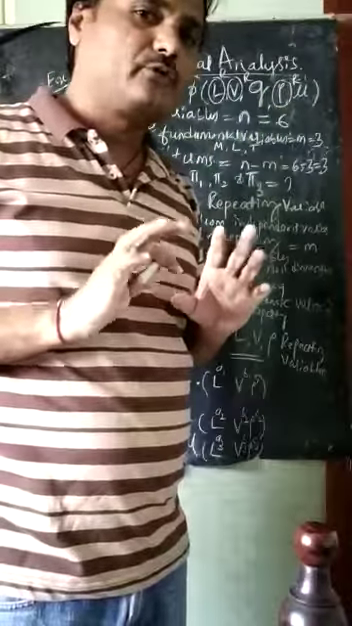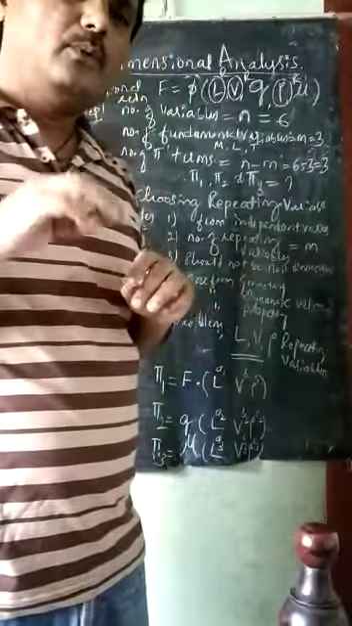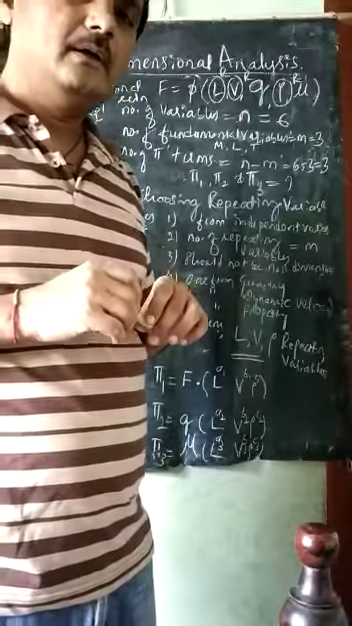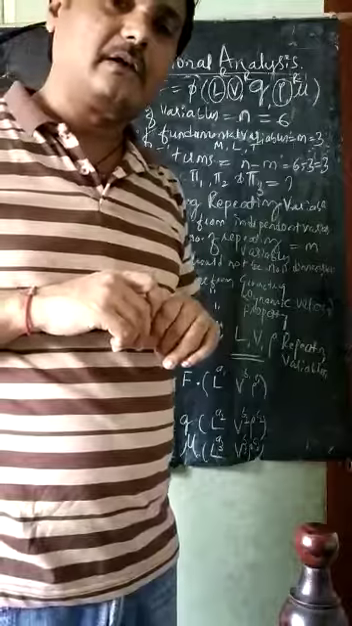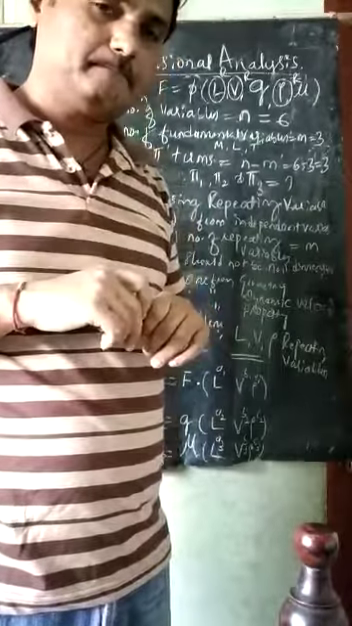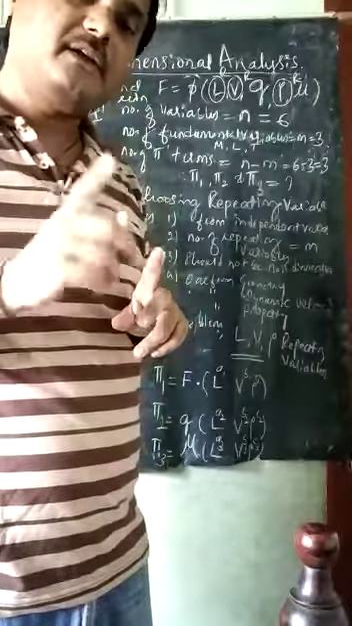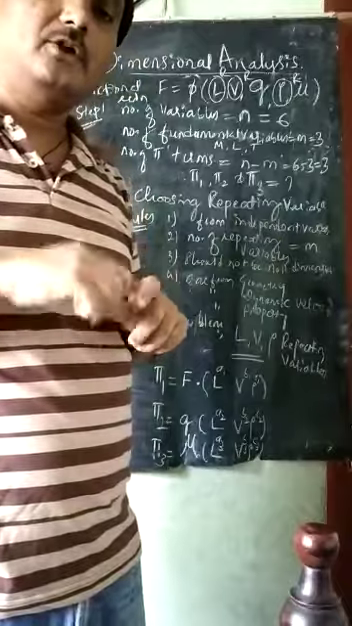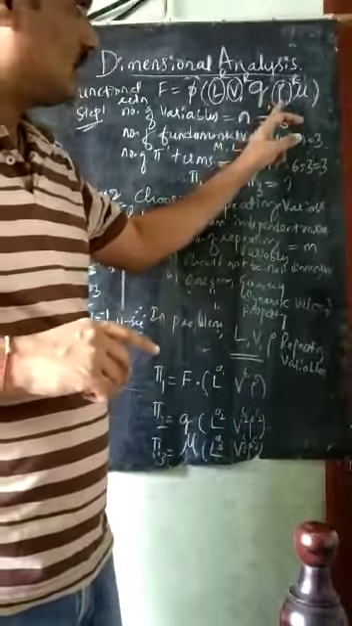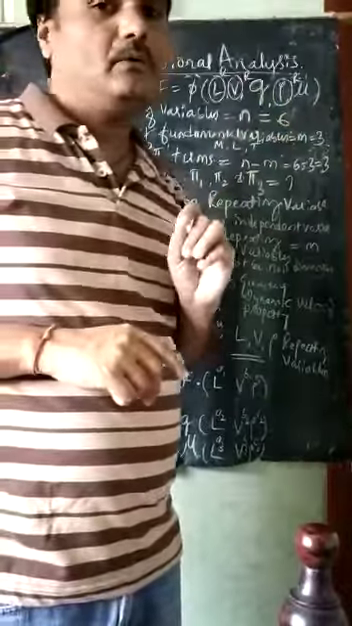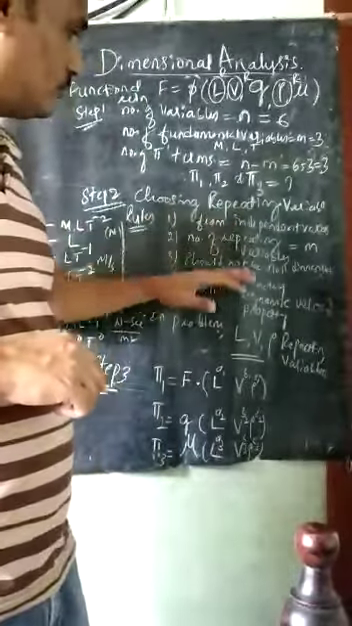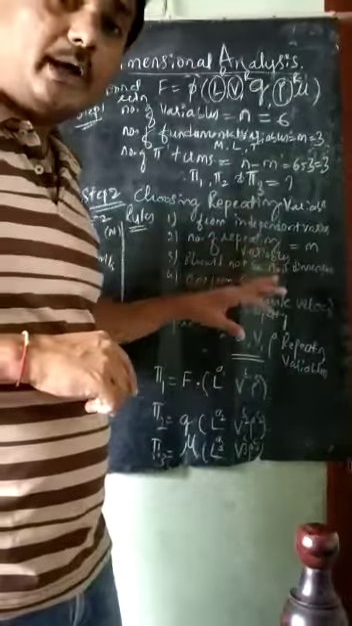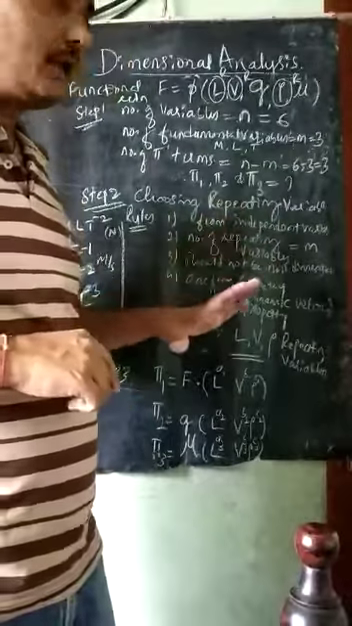In these two, one has to select. Viscosity is a property, but it is derived from Newton's law of viscosity, whereas density is the basic property. That's why I will choose density as the repeating variable. Likewise, these rules should not be violated when choosing the repeating variables.